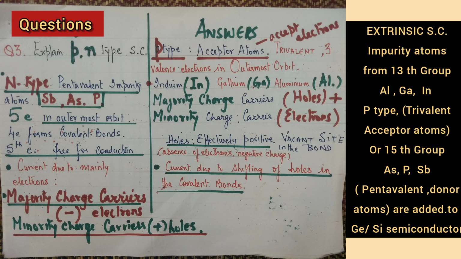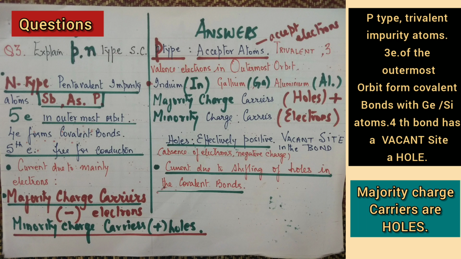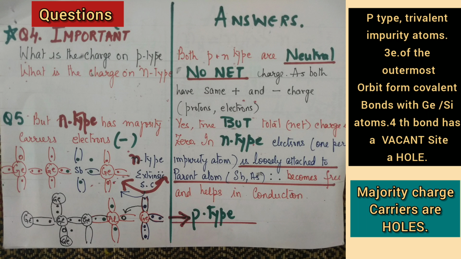They're not much useful in electronic appliances and devices. Therefore, impurities have to be added. Semiconductors in which we have suitable impurity atoms are extrinsic semiconductors. What we add are atoms from the 13th group and the 15th group of the periodic table. The 13th group will be aluminium, indium, gallium. They have 3 electrons in the outermost orbit.